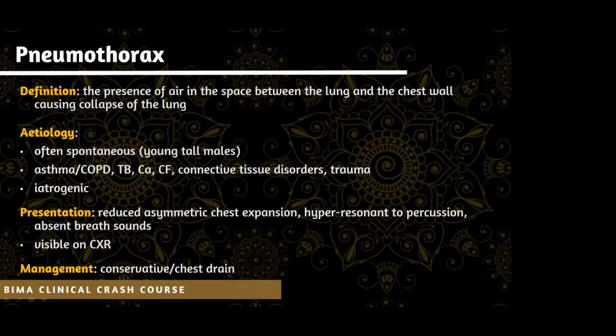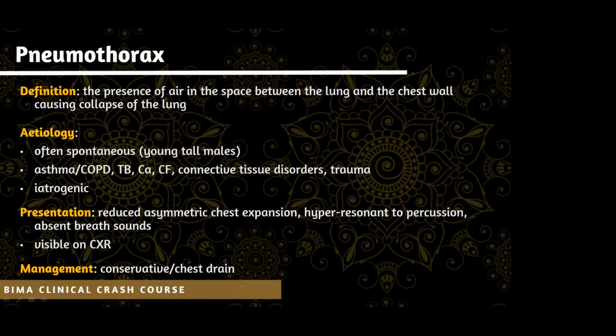So pneumothorax. It's the presence of air in the space between the lung and the chest wall. It causes the lung to collapse, and then that space fills up with a little bit of air. It's often spontaneous, so that's not uncommon in young, tall males. But you're often at higher risk if you've got asthma or COPD, if you've got TB, malignancy, cystic fibrosis, connective tissue disorders such as Marfan's, which you can think of in sort of young, tall males.